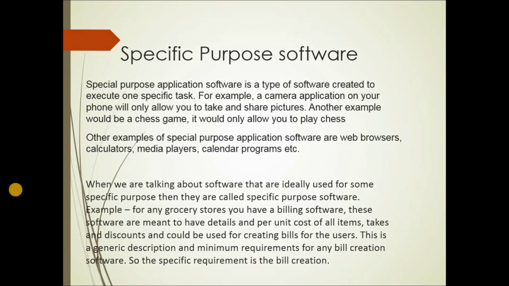Okay. When we are talking about software that is ideally used for some specific purpose, then it is called specific purpose software. For example, for any grocery store, you have billing software. This software is meant to have details and per unit cost of all items, tax and discounts, and could be used for creating bills for the users. So these are the specific purpose software.